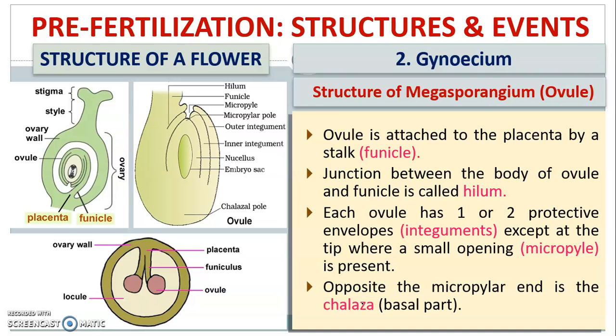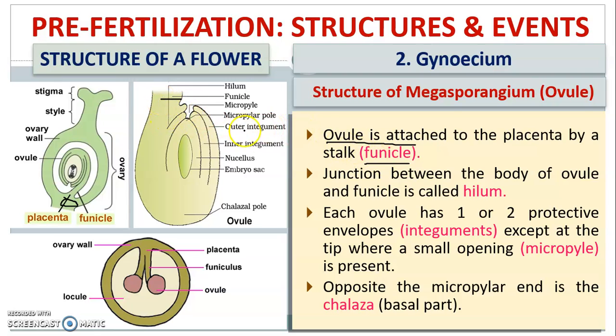Now, the structure of the ovule. In this slide, you can see the structure of the ovule. It has different regions. The ovule is attached to the placenta. So I told you this is the placenta. Now the ovule is attached to the placenta by the funicle, the stalk, the handle-like structure. So here is the funicle.